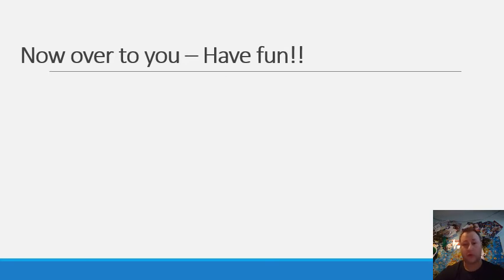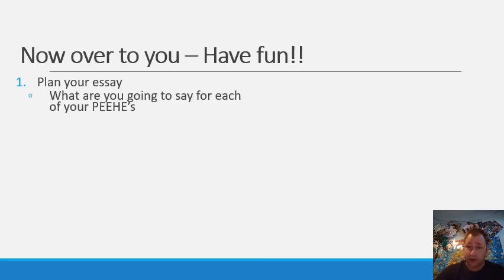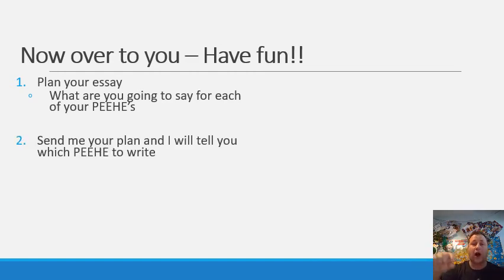So what do I want you to do? There's two aspects here. Okay, the first one is I want you to plan your essay. So I want you to kind of write P-E-E-H-E down in a line, and then just briefly write what you're going to say. I want you to send me this plan. Okay, like I said, I'm just going to be here, and I will then tell you which one I want you to write.